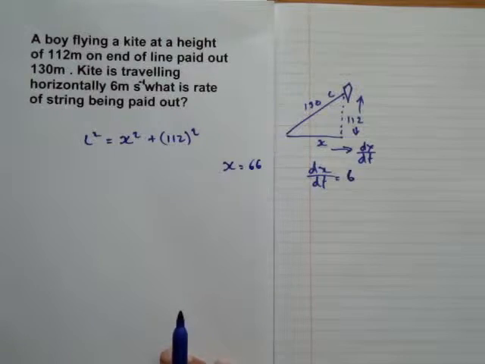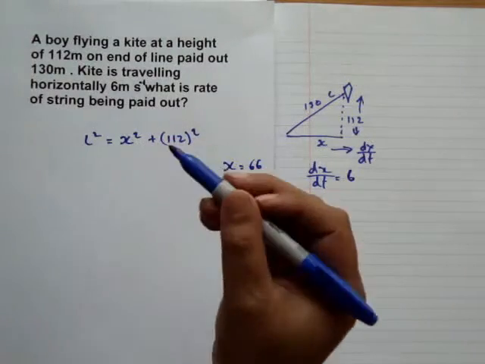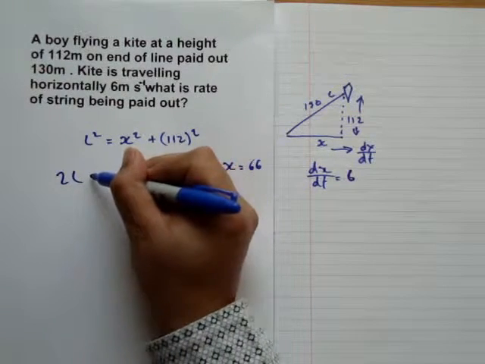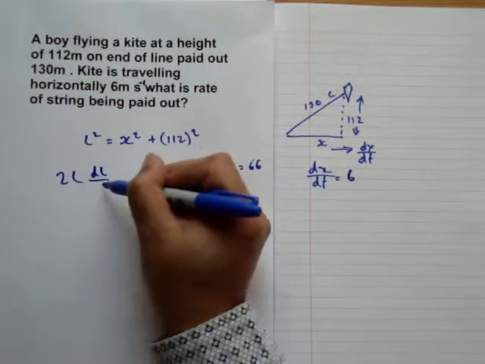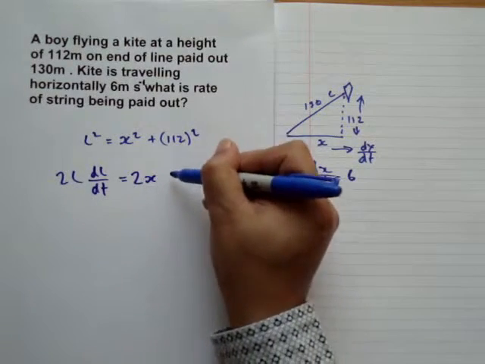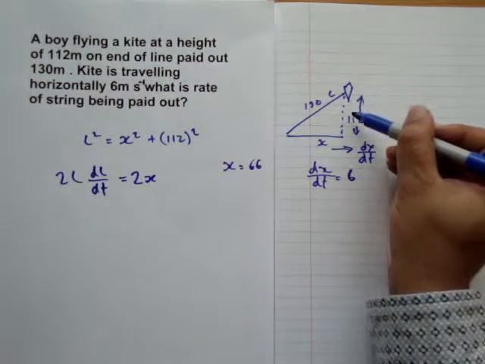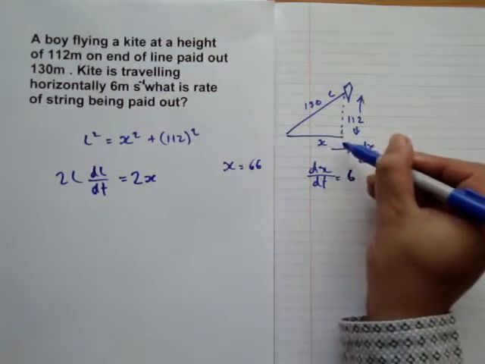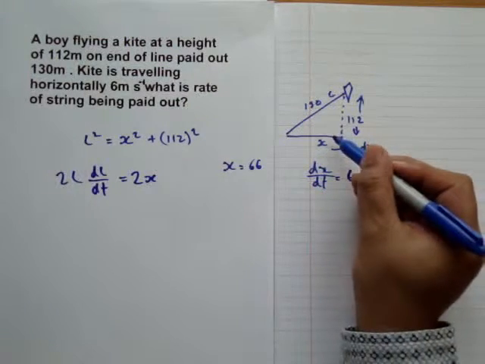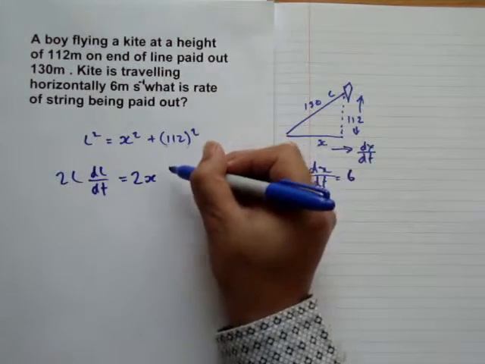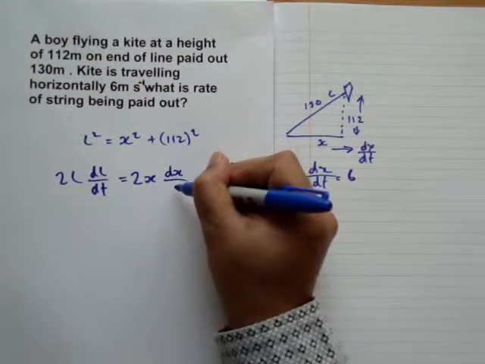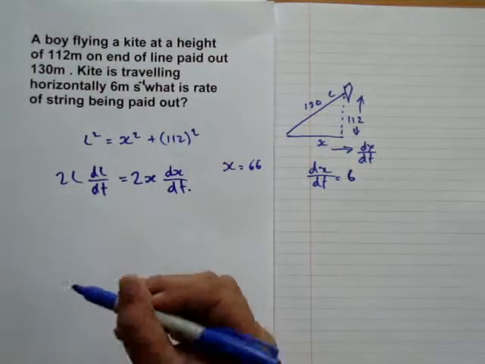Now when we're differentiating, because this is L squared, we get 2L dl by dt equals 2x, and we can ignore the 112 because we're purely interested in the x, because it's travelling horizontally, so it's 2x, bring the 2 down, dx by dt.